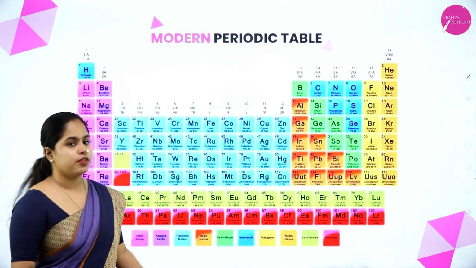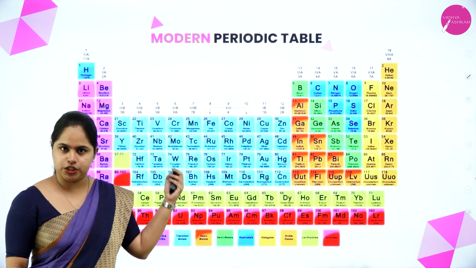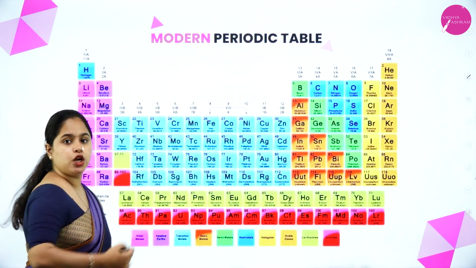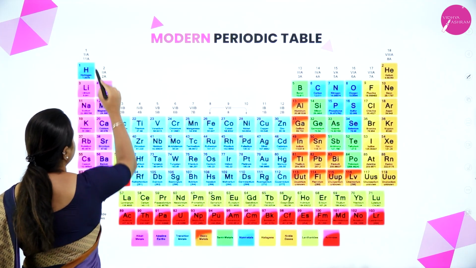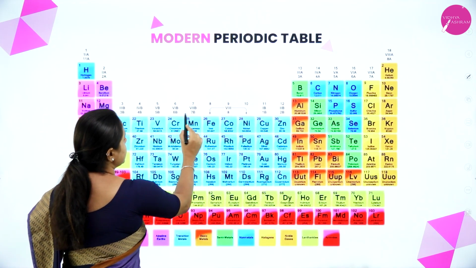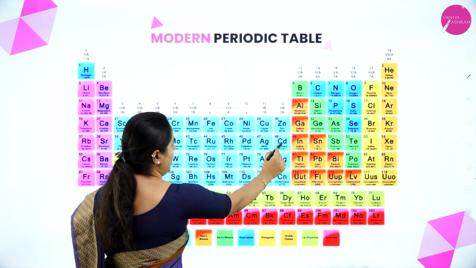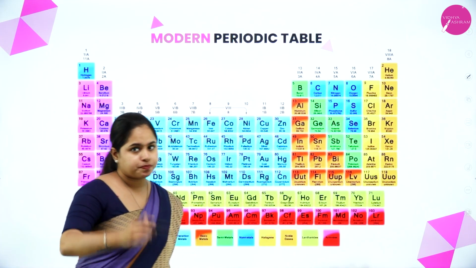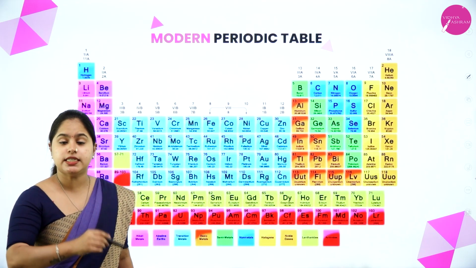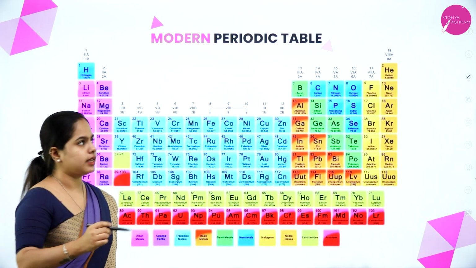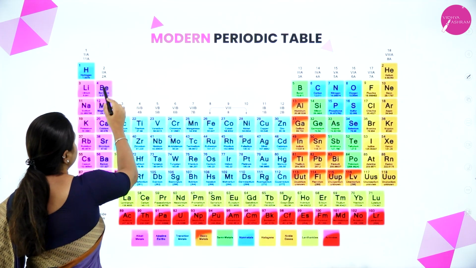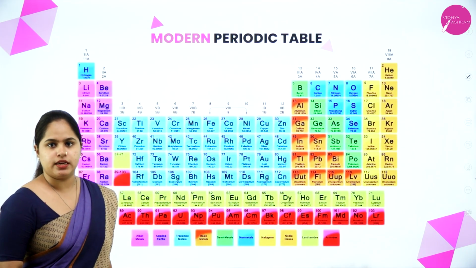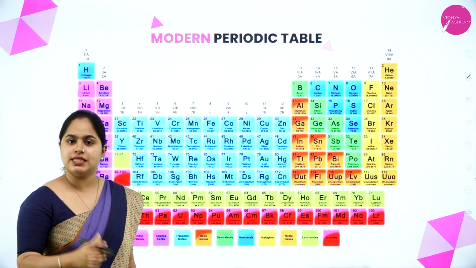So as you can see, the modern periodic table is shown here. There are 18 groups in this periodic table: 1, 2, 3, 4, 5, 6, 7, 8, 9, 10, 11, 12, 13, 14, 15, 16, 17, 18 vertical rows, or 18 groups, right? And how many periods are there? 1, 2, 3, 4, 5, 6, 7. 7 periods, right? So 18 groups and 7 periods.